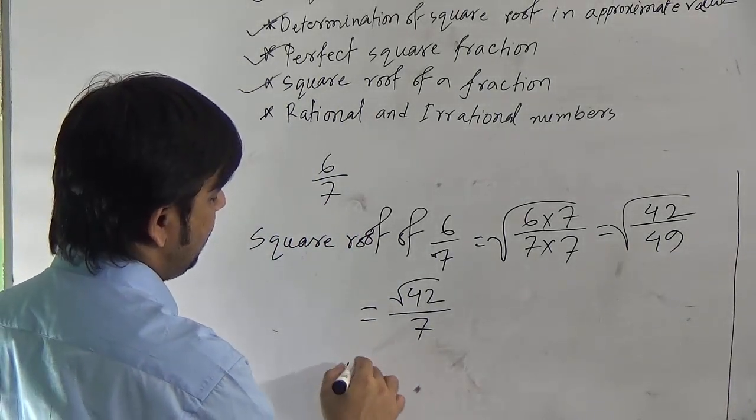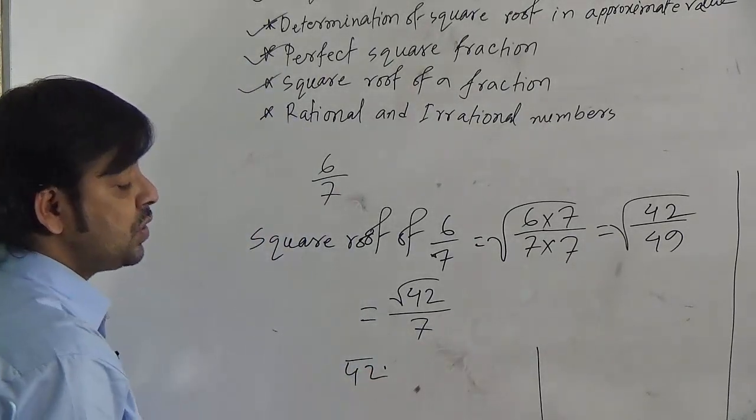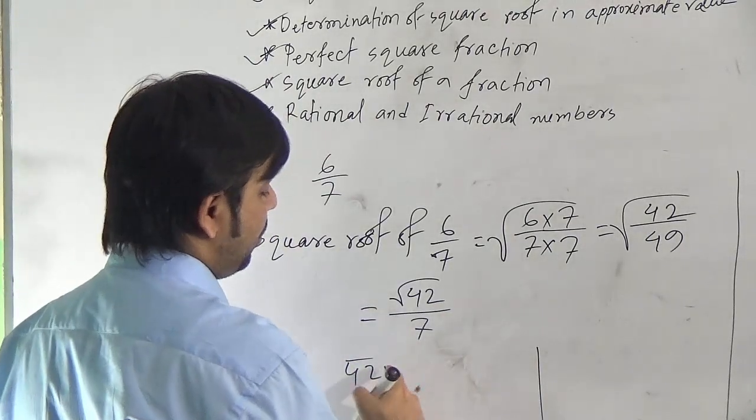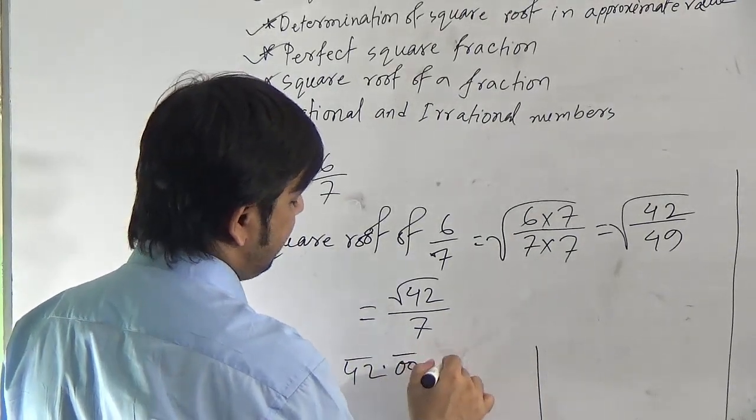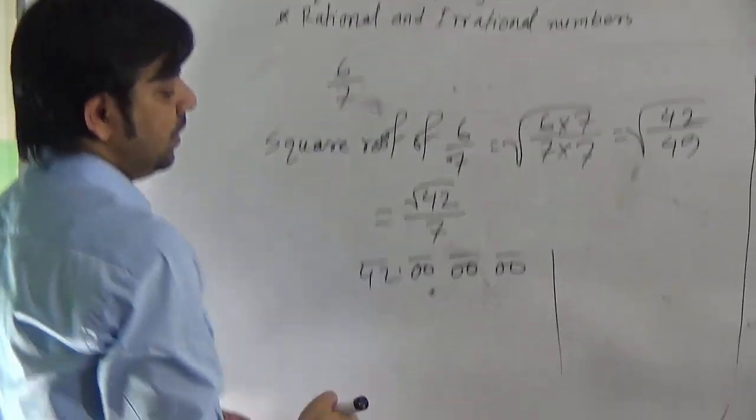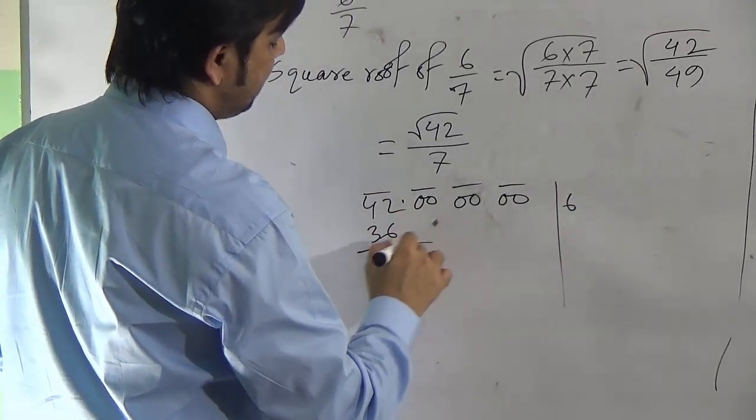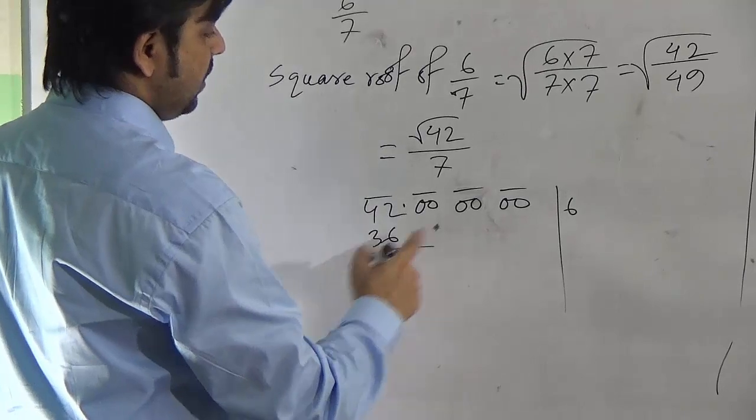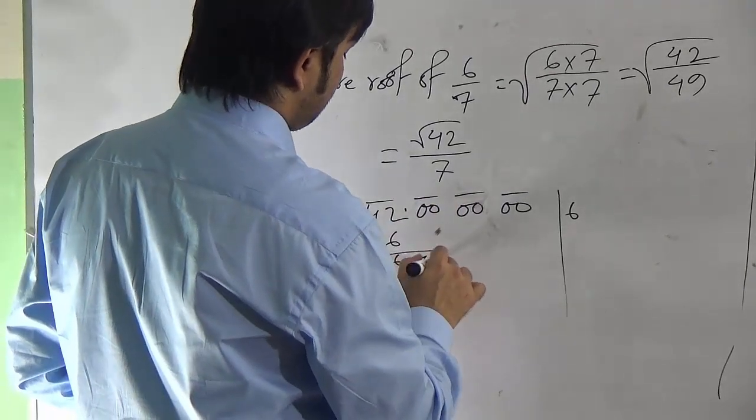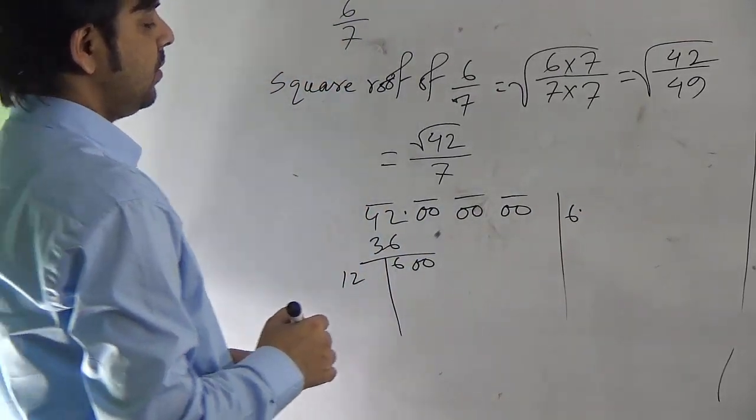42, take the square root. You can keep some space to put the 0, and as this is not a perfect square, we have to use the decimal. We can take the pairs of zeros. Now at first take 6 times, this will be 36, 6 remaining here. Now 6 2s are 12. Now we have to consider this 2 digit. So here we have to put the decimal.